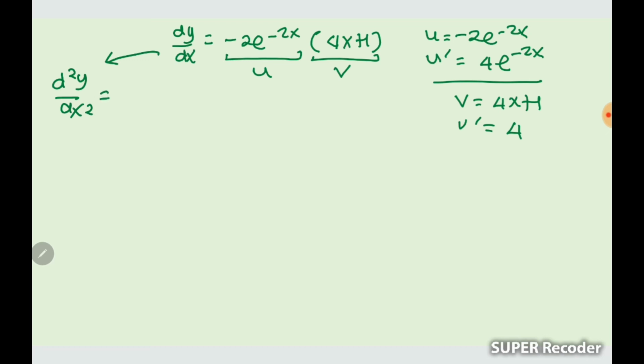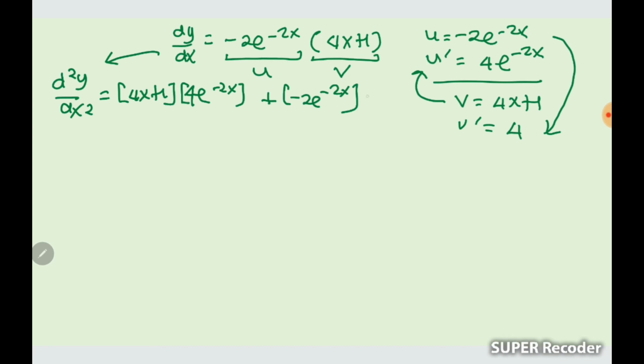So now I'm going to multiply v multiply with u prime. Okay, so we get 4x plus 1, you multiply with u prime, that is 4e negative 2x plus u, I will multiply with v prime, that is negative 2e negative 2x multiply with 4.